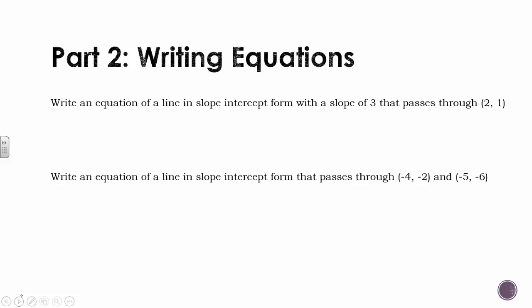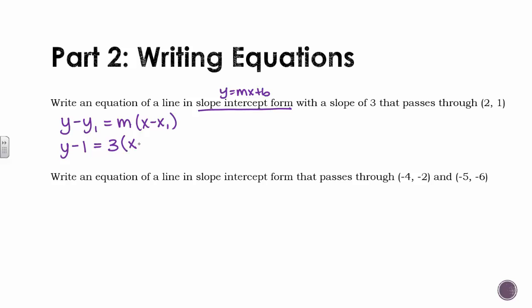So write an equation of a line in slope-intercept form. Remember that's y equals mx plus b. With a slope of 3 that passes through 2, 1. So we actually did this exact same problem in the notes 2 nights ago. But now I want you to start off with it in point slope form. So remember this form here. If you know you're going to forget this, write it down. Plug in the y in your point, which is 1. Plug in your slope. Plug in the x in the point, and then we can distribute. So when I distribute here, I get 3x minus 6. And if I add 1 to both sides, I get y equals 3x minus 5.